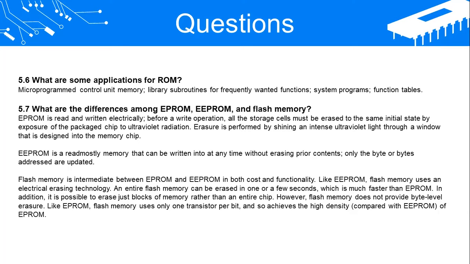The EEPROM is a read-mostly memory that can be written into at any time without erasing prior contents. Only the byte or bytes addressed are updated. Flash memory is intermediate between EPROM and EEPROM in both cost and functionality. Like EEPROM, flash memory uses an electrical erasing technology. An entire flash memory can be erased in one or a few seconds, which is much faster than EEPROM.